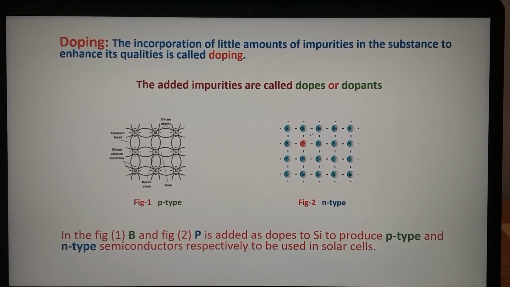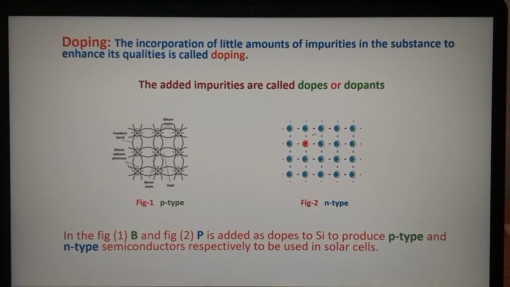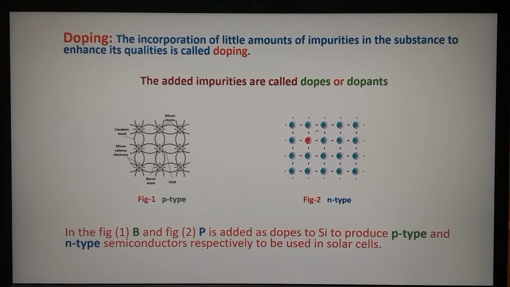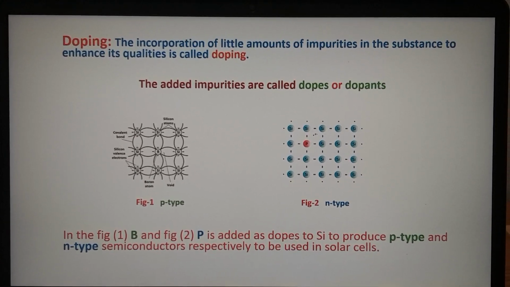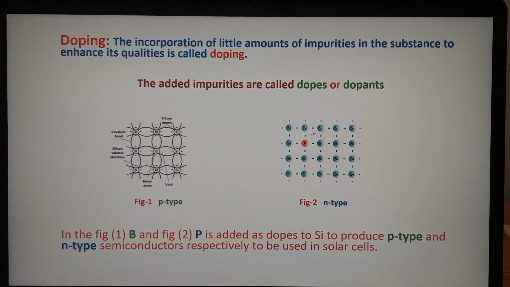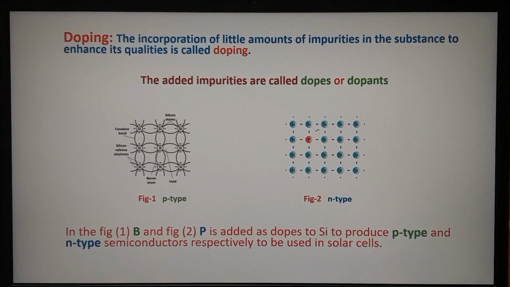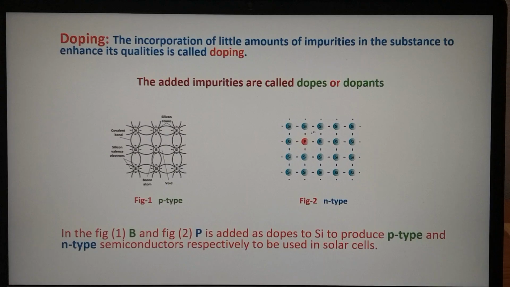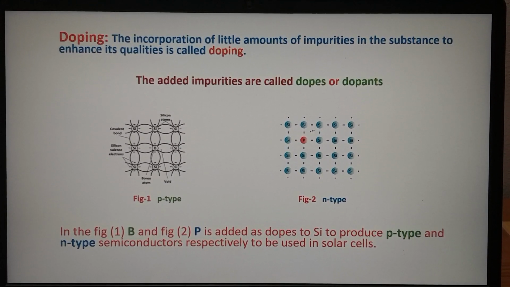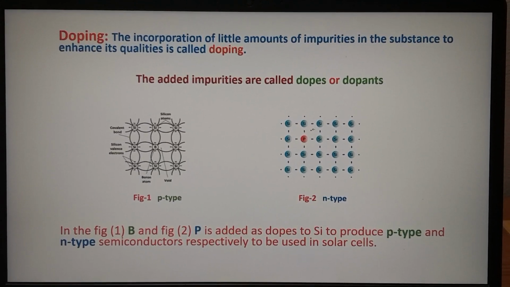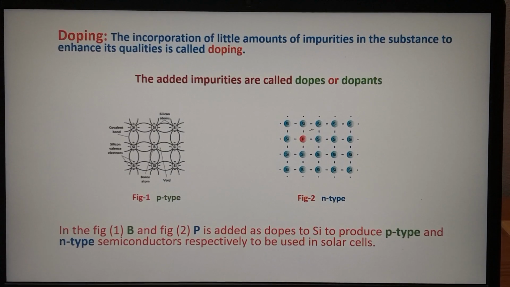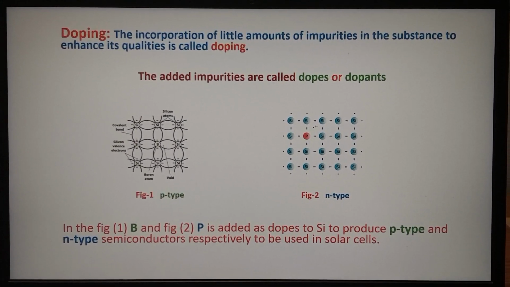So, to produce P-type silicon and N-type silicon, we introduce boron and phosphorus to the silicon respectively, as shown in the figure. Figure 1 is P-type and figure 2 is N-type. In the N-type, the phosphorus is incorporated, and in the P-type, it is the boron which is incorporated as the impurity. Don't forget this.